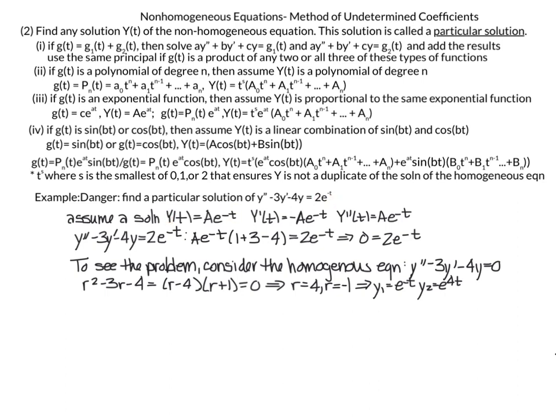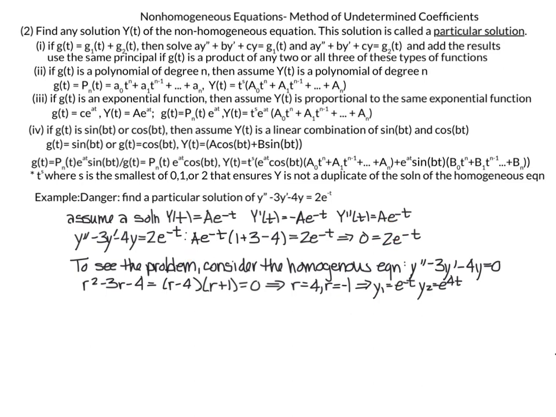We assume a solution because it's an exponential that we have a constant multiplier times the exponential. We take the first derivative, the second derivative, we plug into the differential equation, factoring out the a e to the minus t. We have y double prime, which is 1 times a e to the minus t. We have minus 3y prime, which will give us a plus 3 times our a e to the minus t, minus 4y, which gives us minus 4 times a e to the minus t, which gives us 1 plus 3 plus 4 is 0, and by our differential equation is equal to 2e to the minus t. So why is this a problem?